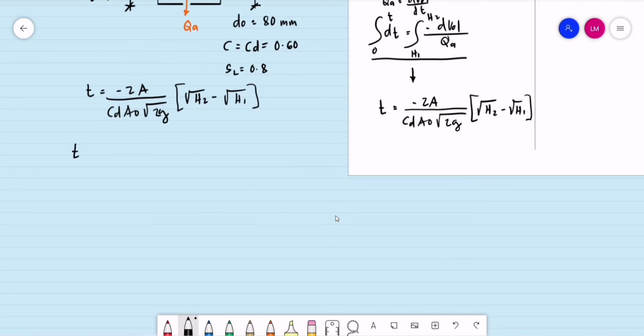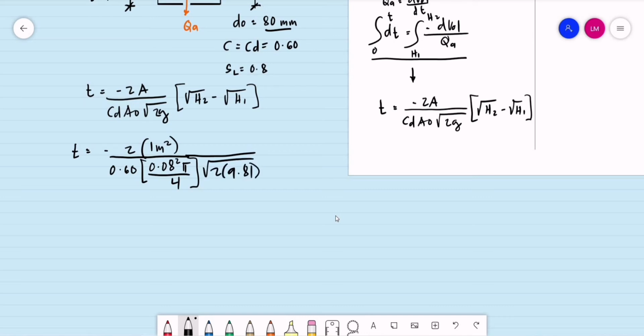So, this is the time equal to negative twice. Yung area ng tank is 1 square meter, divided by coefficient of discharge, given ito na 0.60. Ano naman yung area ng orifice? 80 millimeters or 0.08 meter squared times pi divided by 4. Then to be multiplied by the square root of 2 times 9.81.